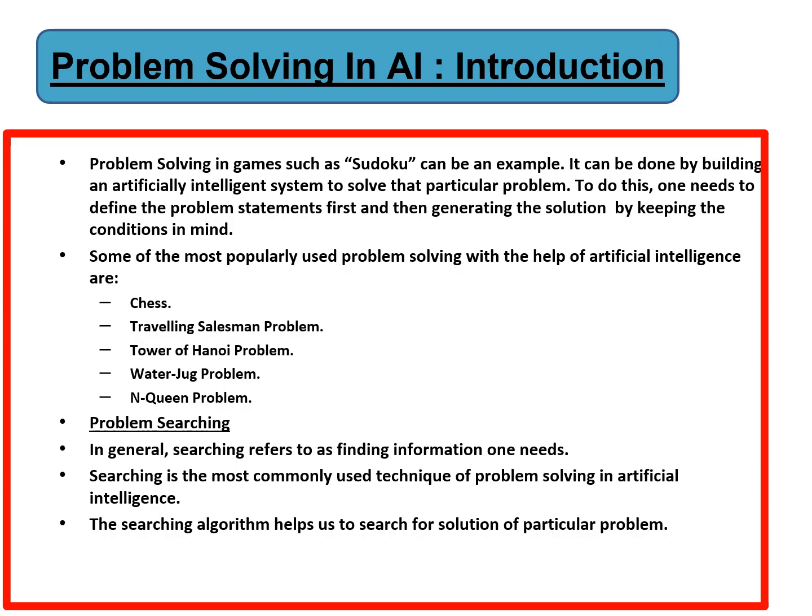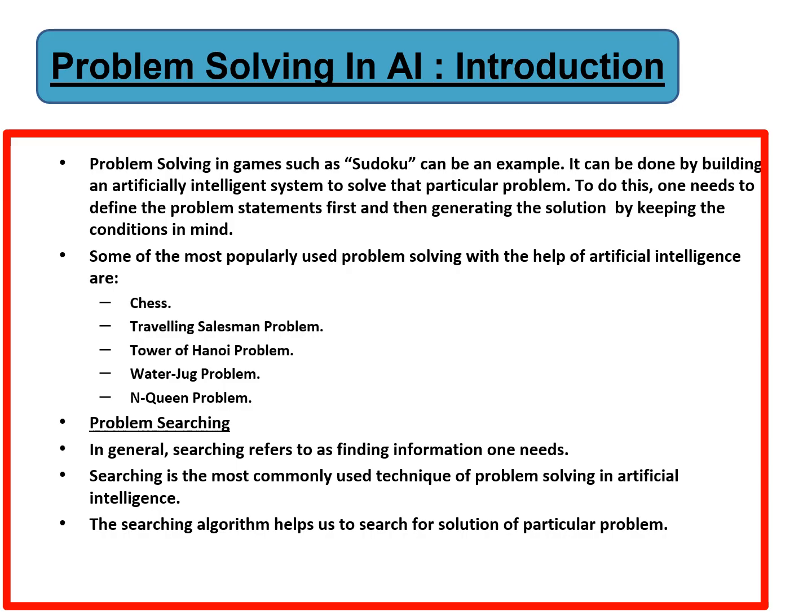So to solve a problem using AI, first of all, define the problem clearly. Identify the initial state, define the goal state, determine the possible actions, and apply a search technique to find the best solution. The example will be Sudoku.